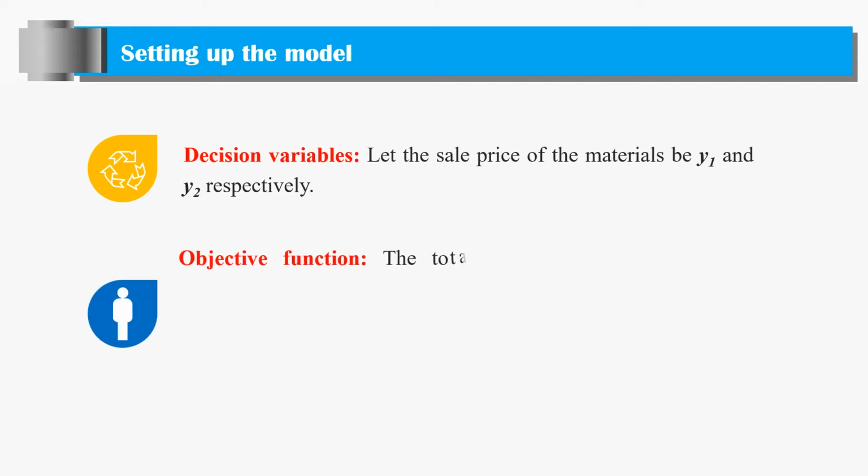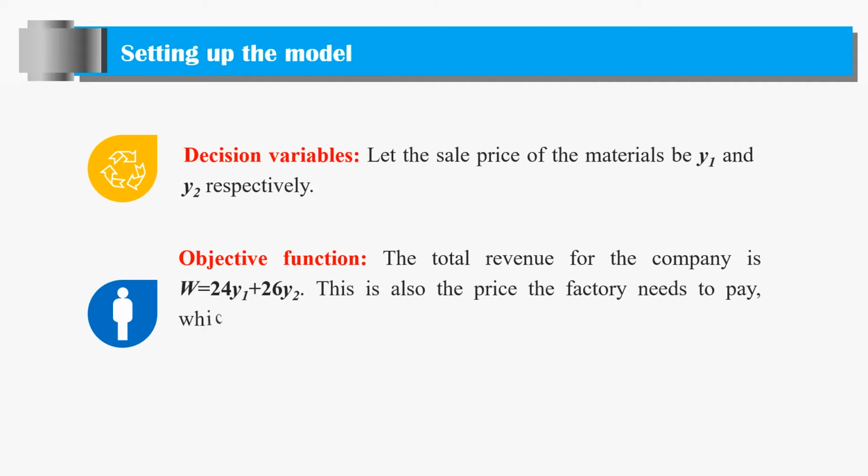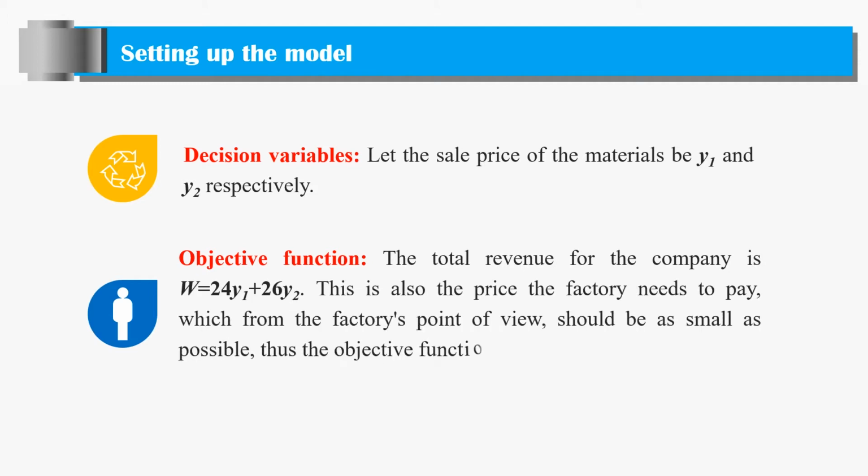Next, we want to determine the objective function. The total revenue for the company is 24Y1 plus 26Y2 because 24 and 26 are the amount of the materials. This is also the price the factory needs to pay, which from the factory's point of view should be as small as possible. So on the factory side, the objective function would be to minimize the sale price, W equals 24Y1 plus 26Y2.